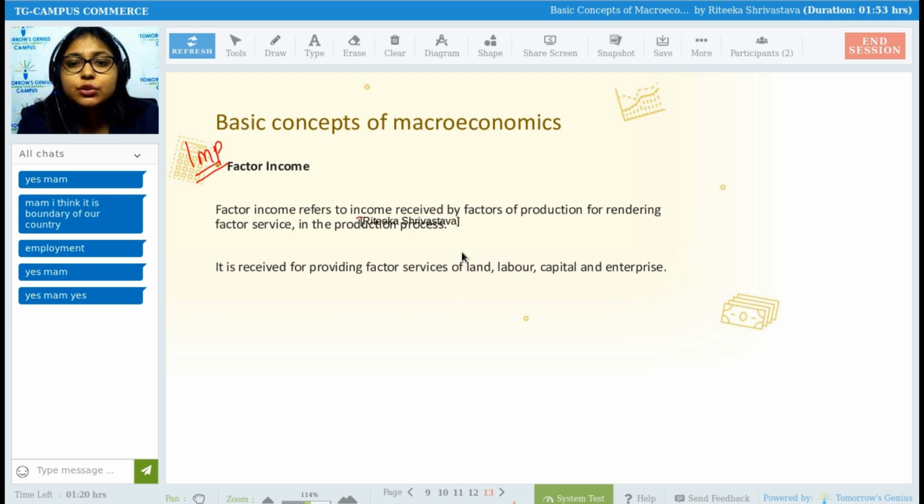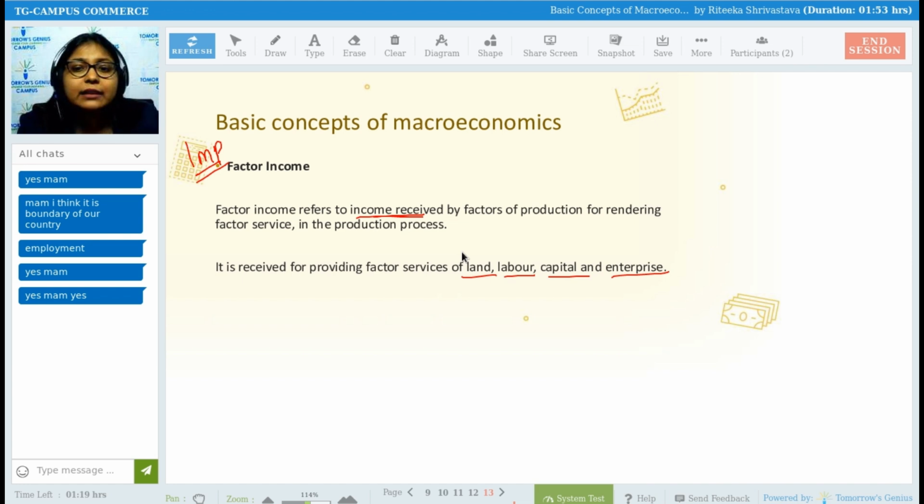So factor income refers to income received by factors of production for rendering factor service in the production process. So what is factor income? Factor income is nothing but the income received by the factors of production while doing the production process. So that is called factor income. It's received for providing factor services of land, labor, capital, and entrepreneur.